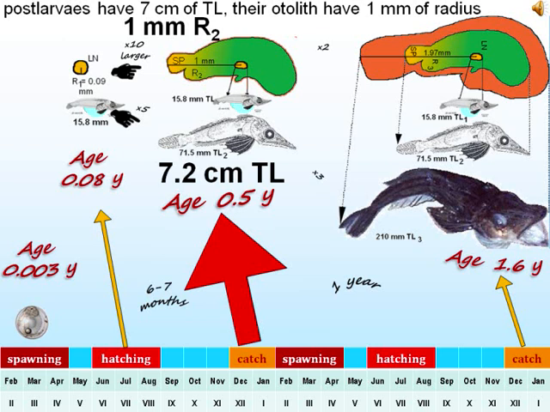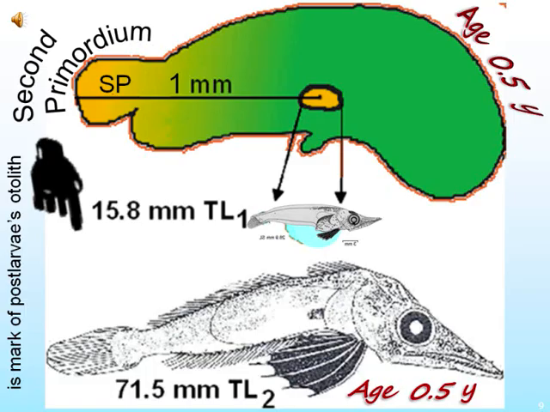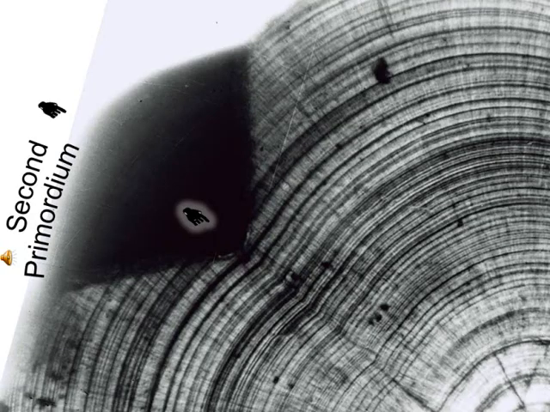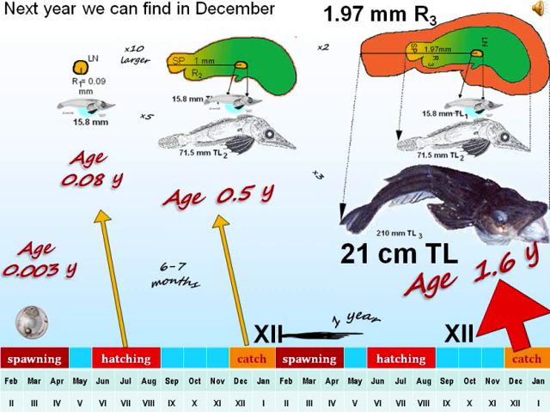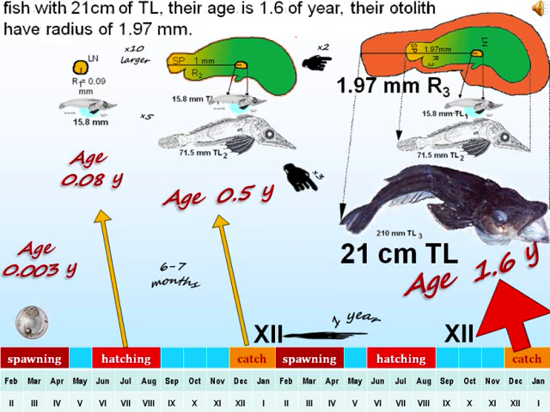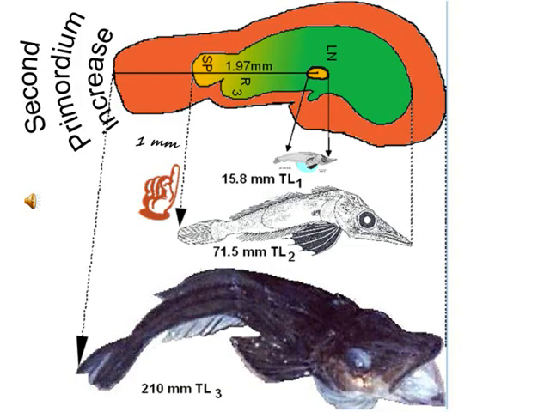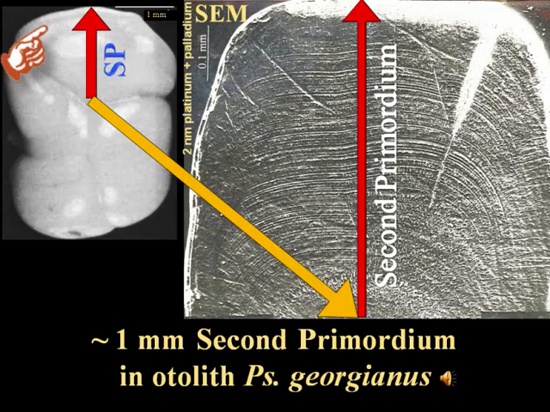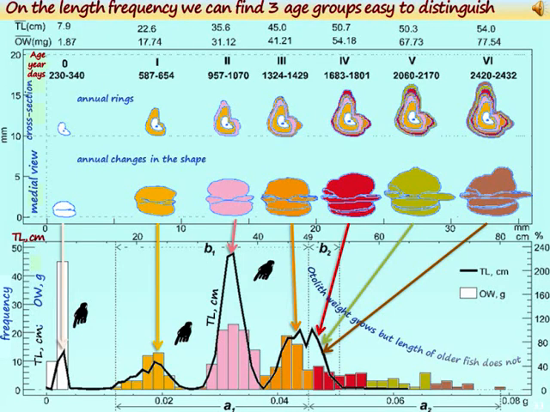Postlarvae have 7 cm of total length. Their otoliths have 1 mm of radius. The next year we can find in December fish with 21 cm of total length. Their age is 1.6 years. Their otoliths have a radius of 1.97 mm. On the length frequency we can find 3 age groups, easy to distinguish.